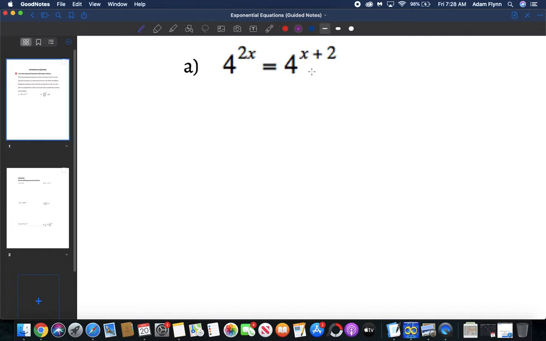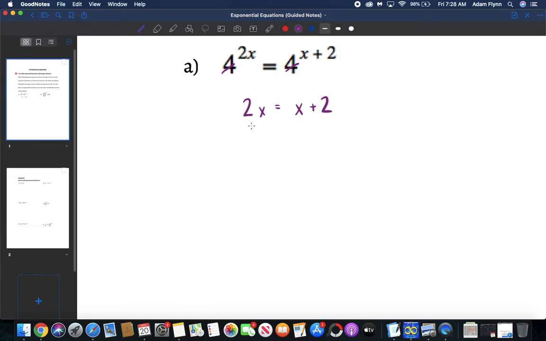Okay? So the way I'm going to solve this is because these bases are the same, I'm just going to get rid of the bases. So when I do that, I'll be left with my exponents. So I've got 2x on the left side equals x plus 2 on the right side. Okay, and this makes sense because 4 to the 2x, if it equals 4 to the x plus 2, this 2x and this x plus 2 must be the same expression. So all we did, we had the same base, so we were allowed to cross out the bases, and now we're just going to solve the equation that our exponents gave us.